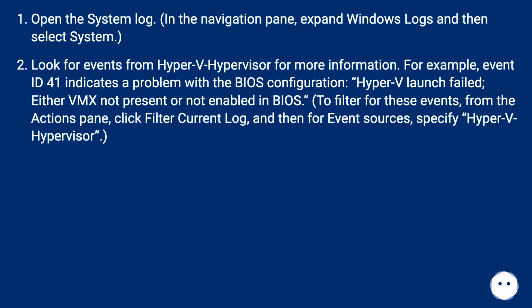Open the System log. In the navigation pane, expand Windows Logs, and then select System. Look for events from Hyper-V Hypervisor for more information. For example, Event ID 41 indicates a problem with the BIOS configuration. Hyper-V launch failed, either VMX not present or not enabled in BIOS. To filter for these events, from the Actions pane, click Filter Current Log, and then for event sources, specify Hyper-V Hypervisor.